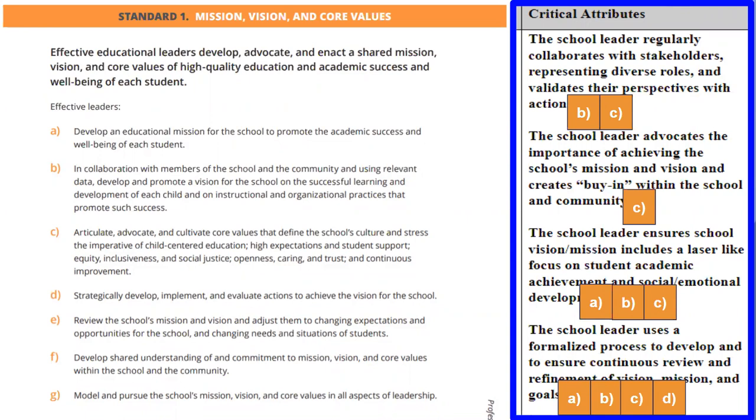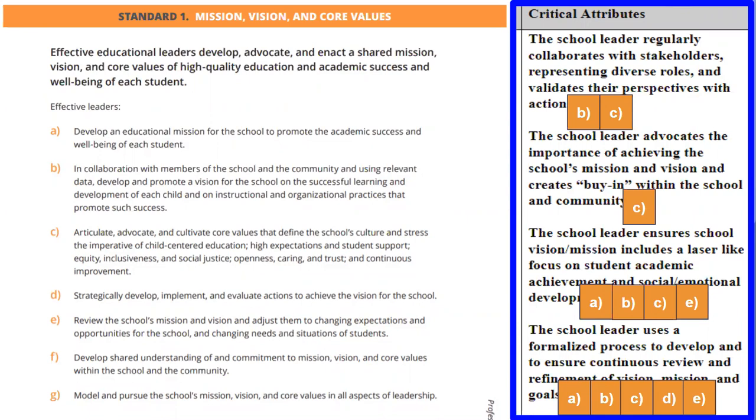An examination of element E demonstrates a connection to the third and fourth critical attributes. The aim of element E is encouraging the practice of formatively assessing and responding with appropriate action. Element E states, "Review the school's mission and vision and adjust them to changing expectations and opportunities for the school and changing needs and situations of students." Notice in the attributes the focus on school and student success using a process of review and refinement based on need is highlighted.